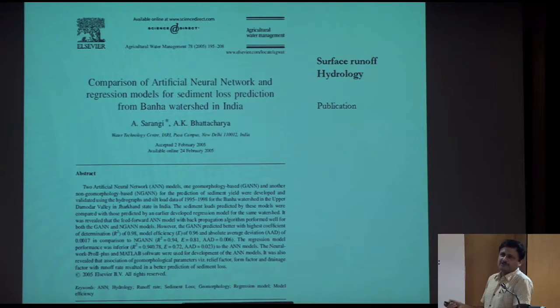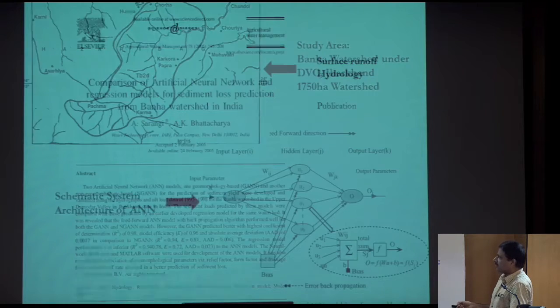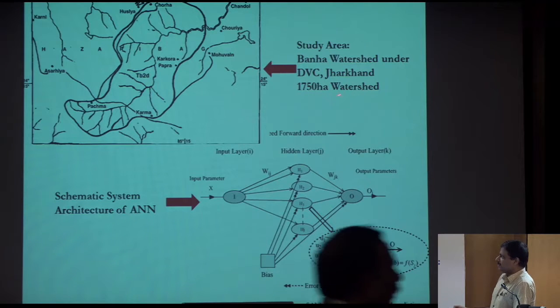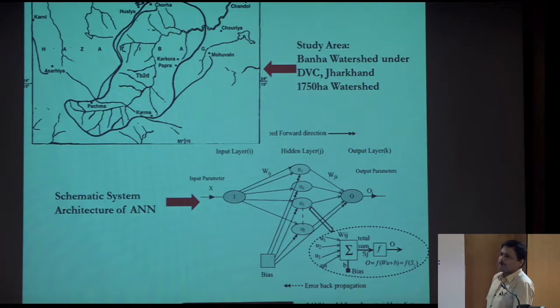Now we are also working on something which I will present toward the last of my presentation. This is the publication; we first started working in 2004 on estimation of the sediment yield from the surface runoff. I'll tell you briefly in 2-3 slides. This is the study area of the Bona watershed in the Damodar Valley Corporation, Jharkhand. The area is 750 hectare, and our basic objective was to estimate the surface runoff and sediment yield from this watershed of 750 hectare.